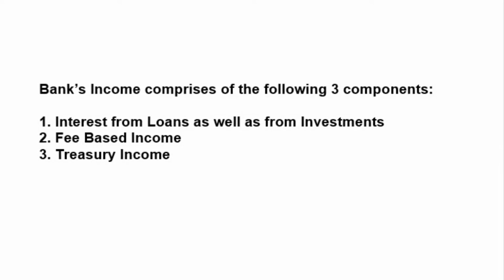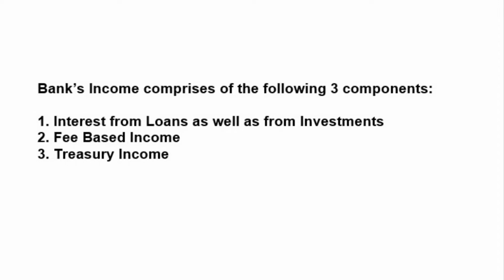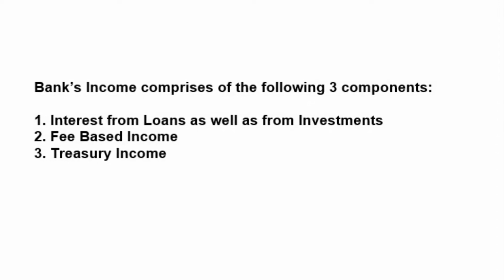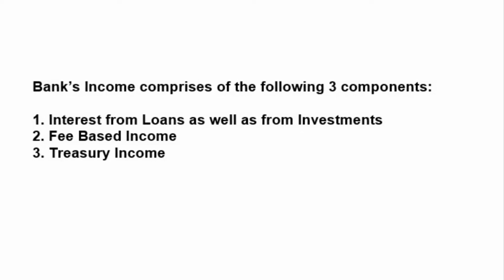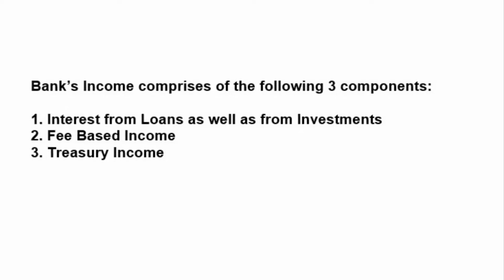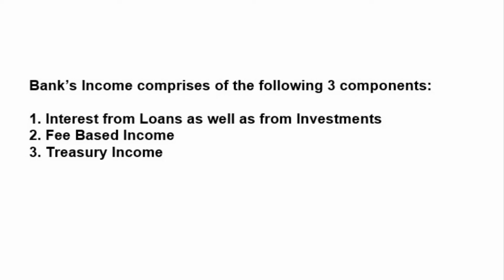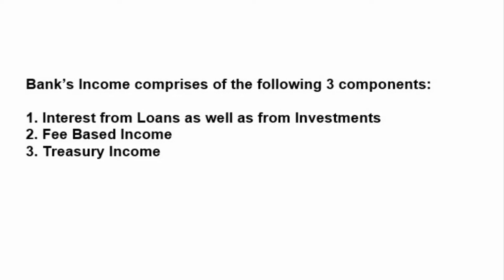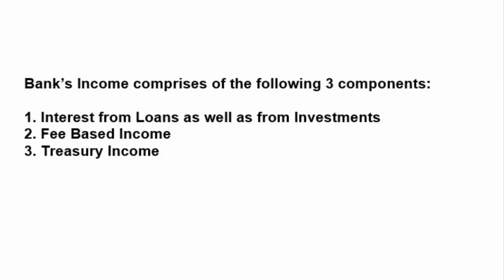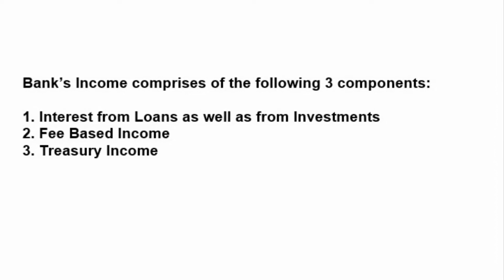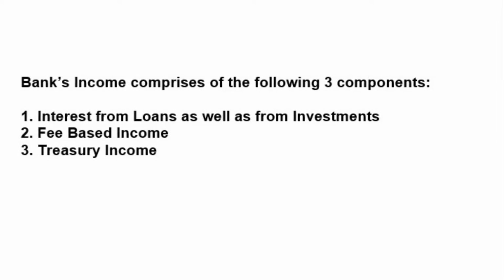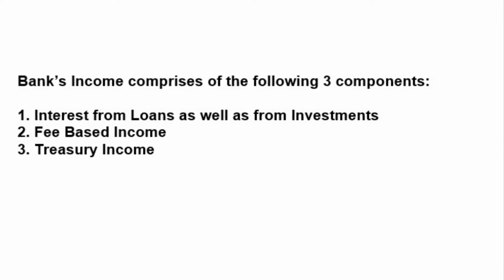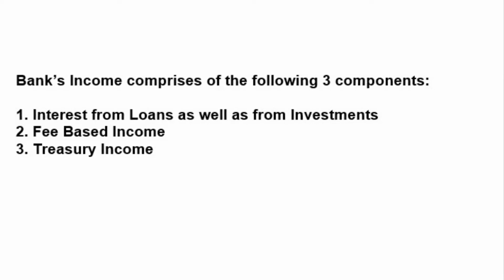This we all know, that earlier treasury was the main factor for banks, and this is also one type of income. Treasury means banks manage the money by investing in gold and in the share market. That's how we get the profit from treasury. That is called treasury income. So here he is telling bank's income comprises three components: first one is interest from loans, then fee based income, and treasury income.